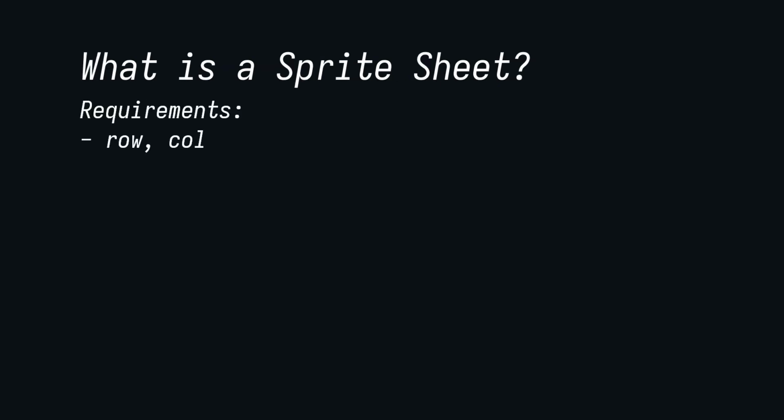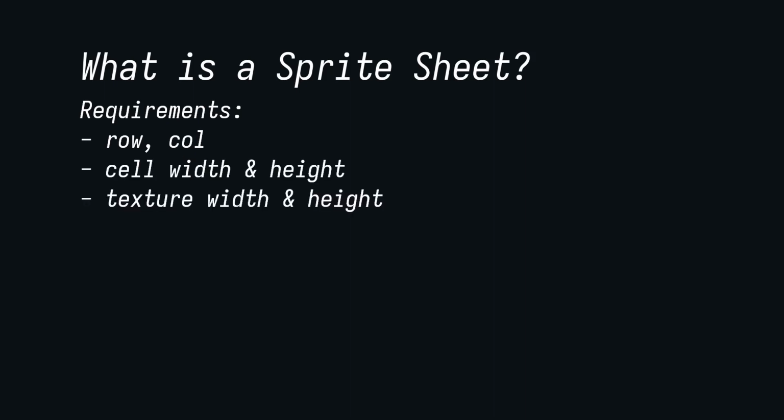Well, as we just said, we need a row and a column. We also need to know how many pixels each row and column is, as well as the total width and height of the entire sprite sheet to calculate the texture coordinates. Lastly, we need to know which texture to draw, so that's an OpenGL texture handle.